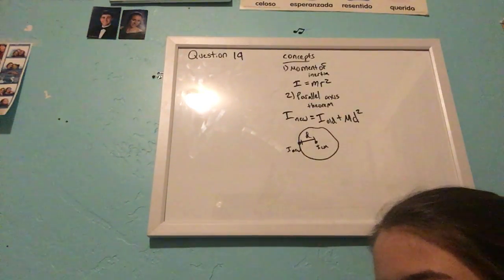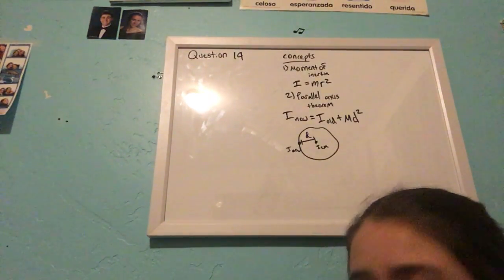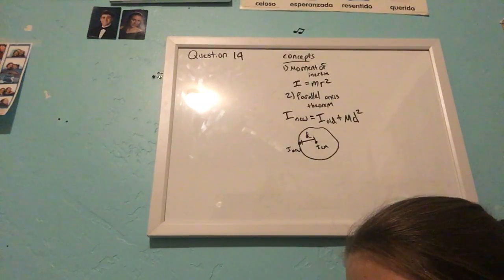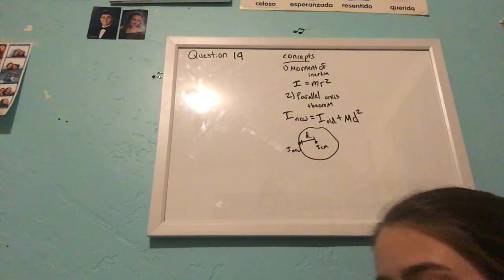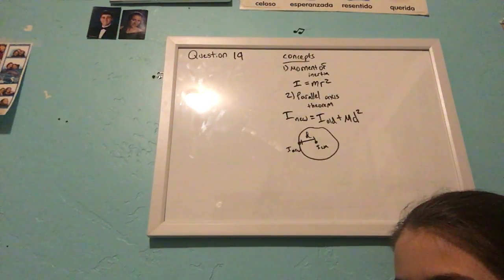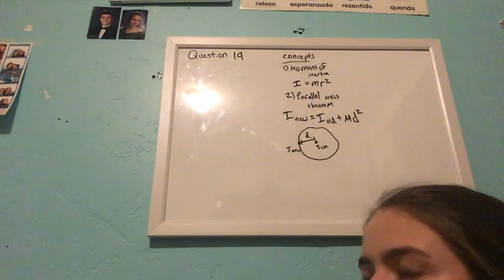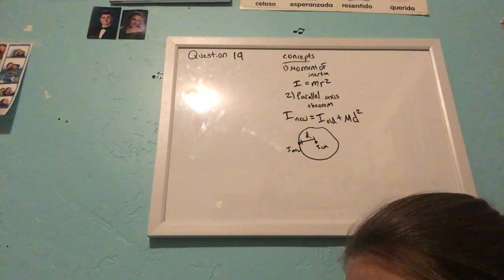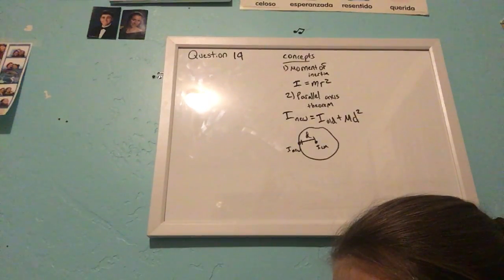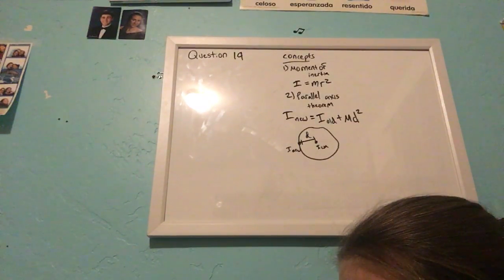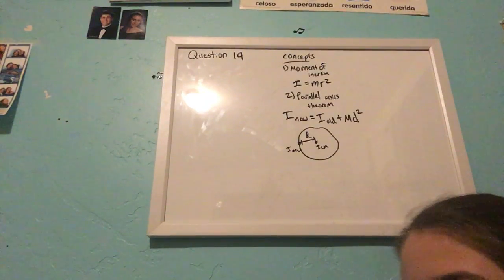Okay, so now I will be reading question 19. This is part of a broader question, but for now I'm just going to read question 19 and then I'll refer back to the broader question. The two discs are now shifted so that the axis of rotation goes through a point on the edge of the disc. The rotational inertia of the two-disc system is now.